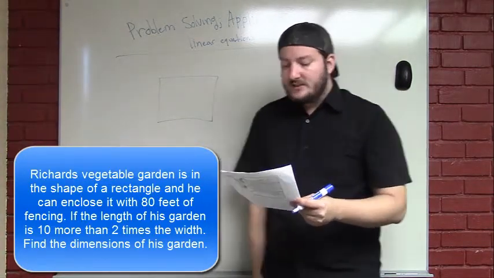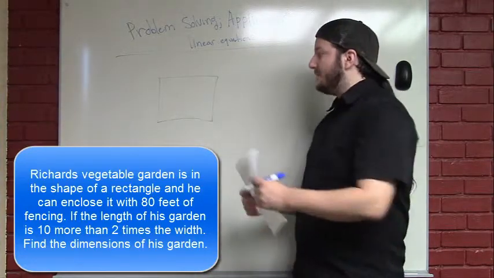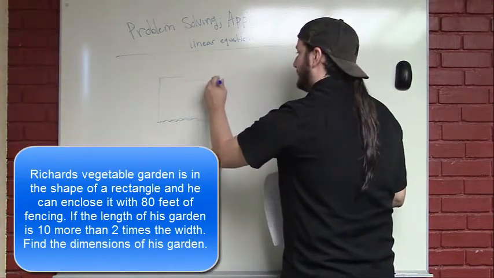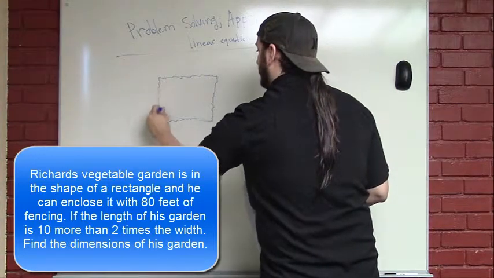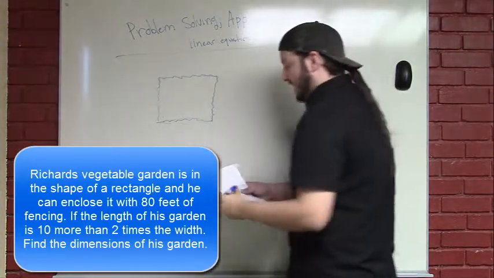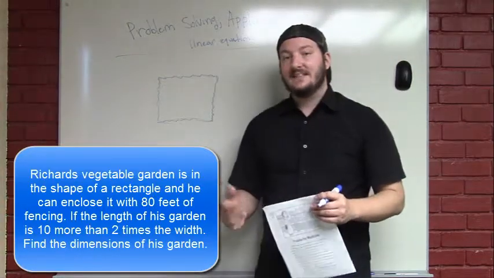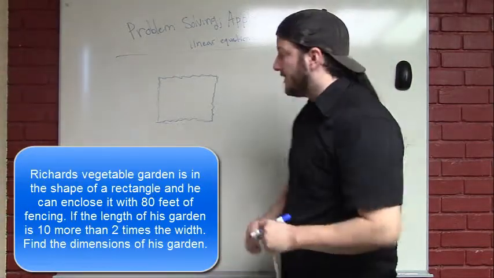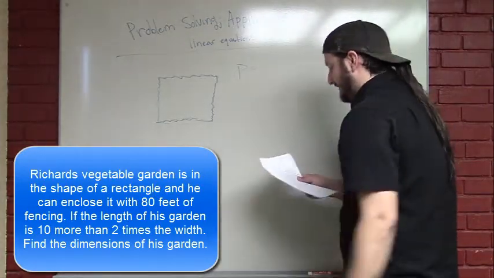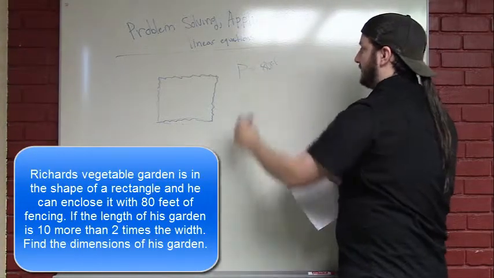He can enclose it with 80 feet of fencing. Enclosed means the outside of this rectangle. For instance, if you walked from this corner all the way around, boom, you would have walked 80 feet. In other words, that's what's called the perimeter. The perimeter, we'll just call that P, is, in this case, 80 feet. Oops, not 8 feet, 80 feet.